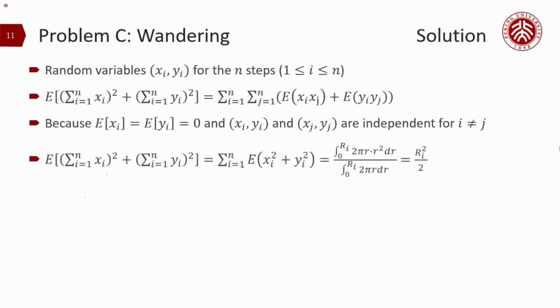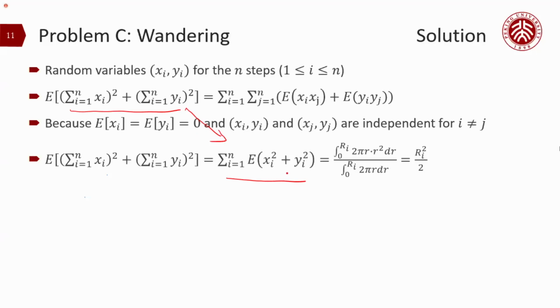The solution is also straightforward if you are familiar with statistics and random processes. We know that the xi, yi are random variables, and according to the properties of the expectation operator, we can derive all these equations. At the end, because of the independence between different random steps and the properties of the expectation operator, we can get this value.